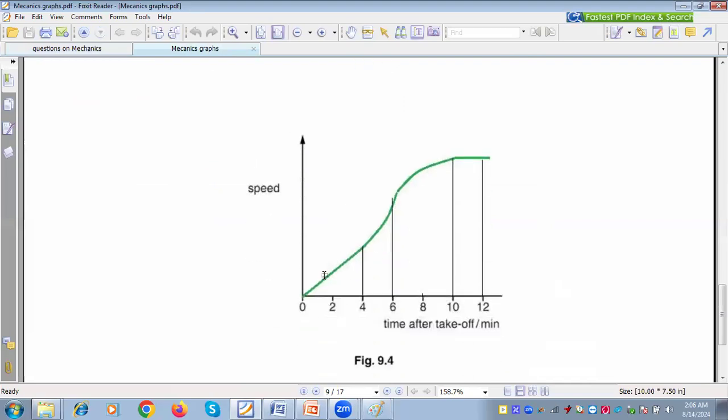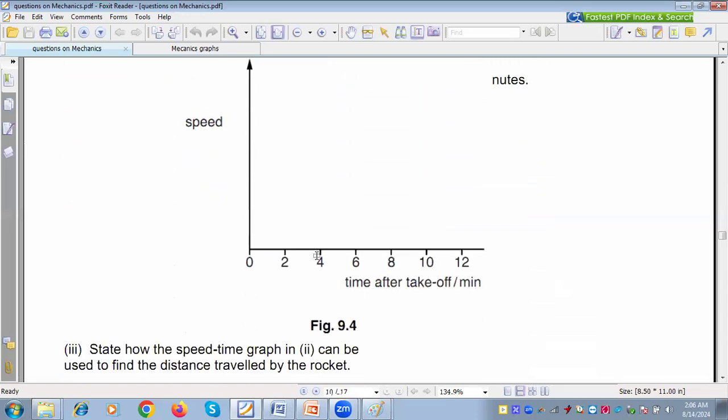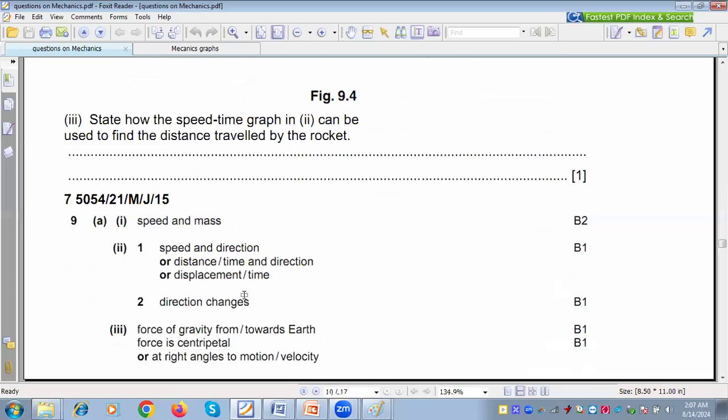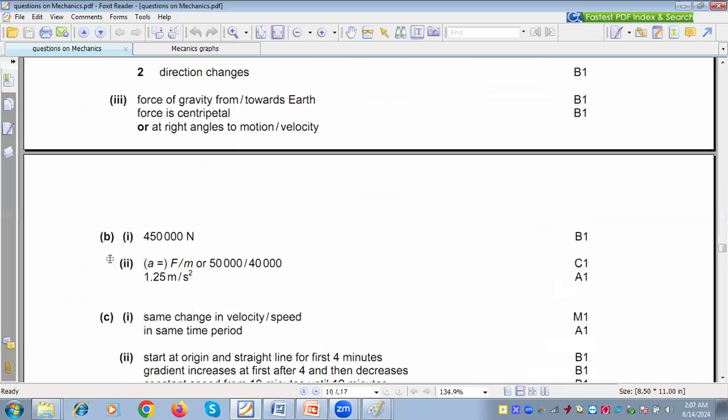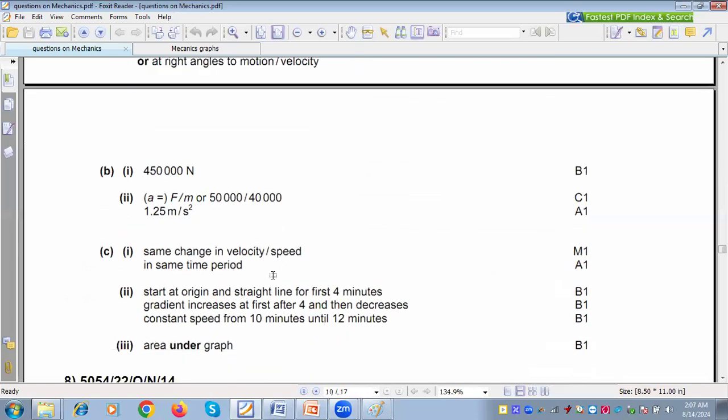The graph is already plotted here for you. Uniform acceleration up to 4 seconds. Then increasing acceleration means the gradient is increasing. Then decreasing acceleration, it is not deceleration, it is decreasing acceleration. Then constant speed from 10 to 12. So this was to be plotted on this. State how the speed-time graph can be used to find the distance: the area under the graph. Here the answers are shown; all were calculated for you earlier. The acceleration is 1.25 meters per second squared. Same change in speed in the same time.